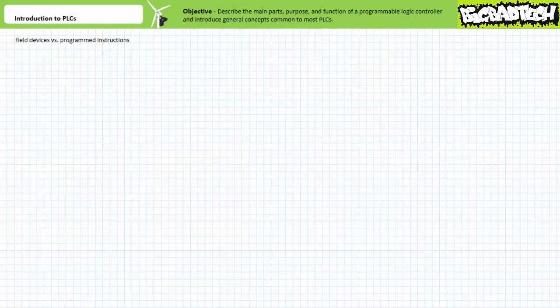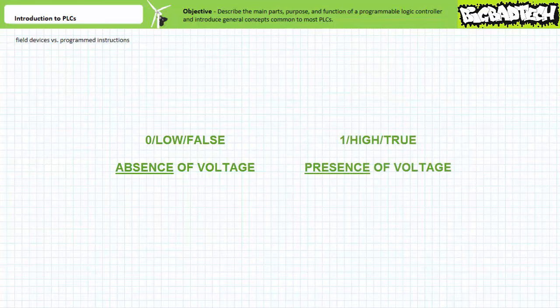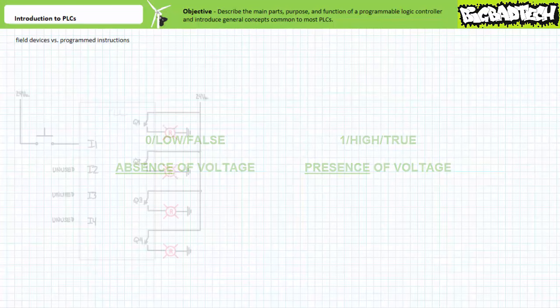The values manipulated by a PLC are logical states, symbolized by 0, low, or false, being the absence of voltage, and a 1, high, or true, being the presence of voltage. A quick example of this important distinction between field devices and programmed instructions could be a single field switch that can be logically instantiated multiple times in a PLC program.